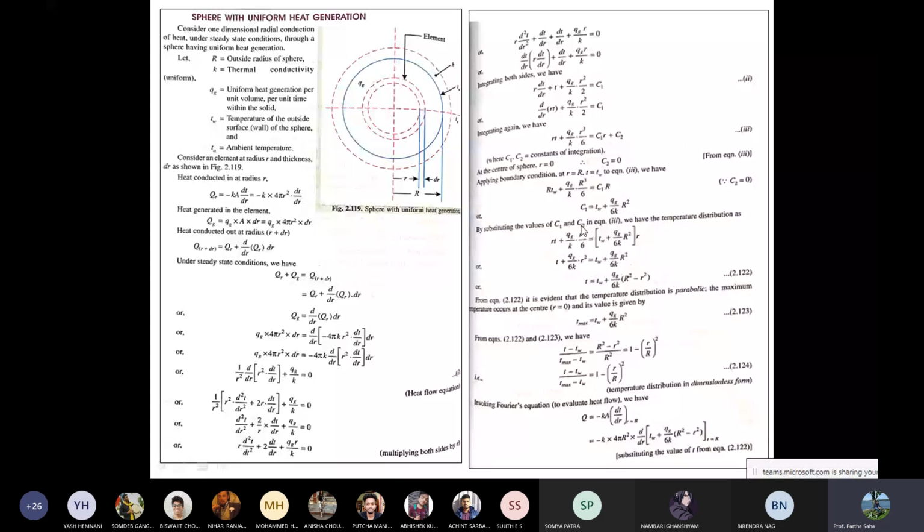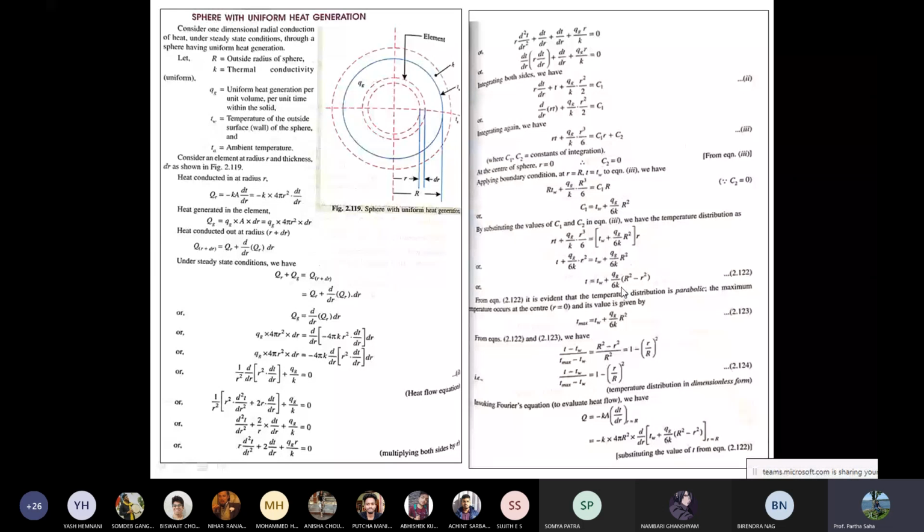You put it here. C2 is already 0. You get rT plus qg/k r cubed by 6 plus Tw plus qg/6k R squared times r. Then rearrange this term and divide by r. So we finally get T equal to Tw plus qg/6k (R squared minus r squared).